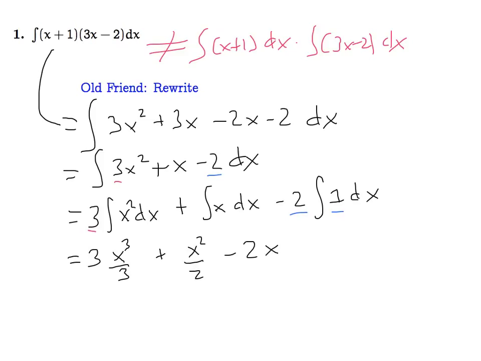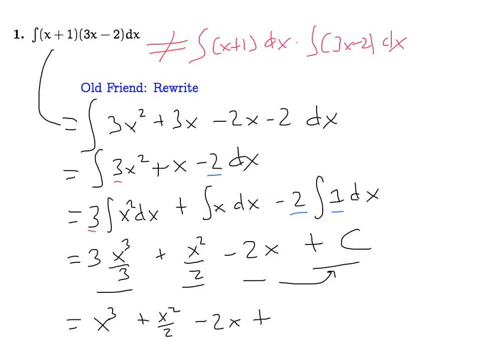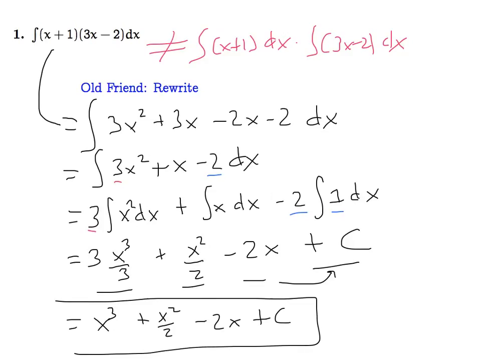minus 2x. And now what usually happens is here at the end we throw a constant in. So this is the idea of just leaving it to the very end, but remembering that each of these integrals has a constant, but we'll just lump them all together at the end. And for those in the room who love simplifying, x cubed plus x squared over 2 minus 2x plus c. Well, I guess there wasn't much simplifying. But not so bad. We just got to remember, rewrite.